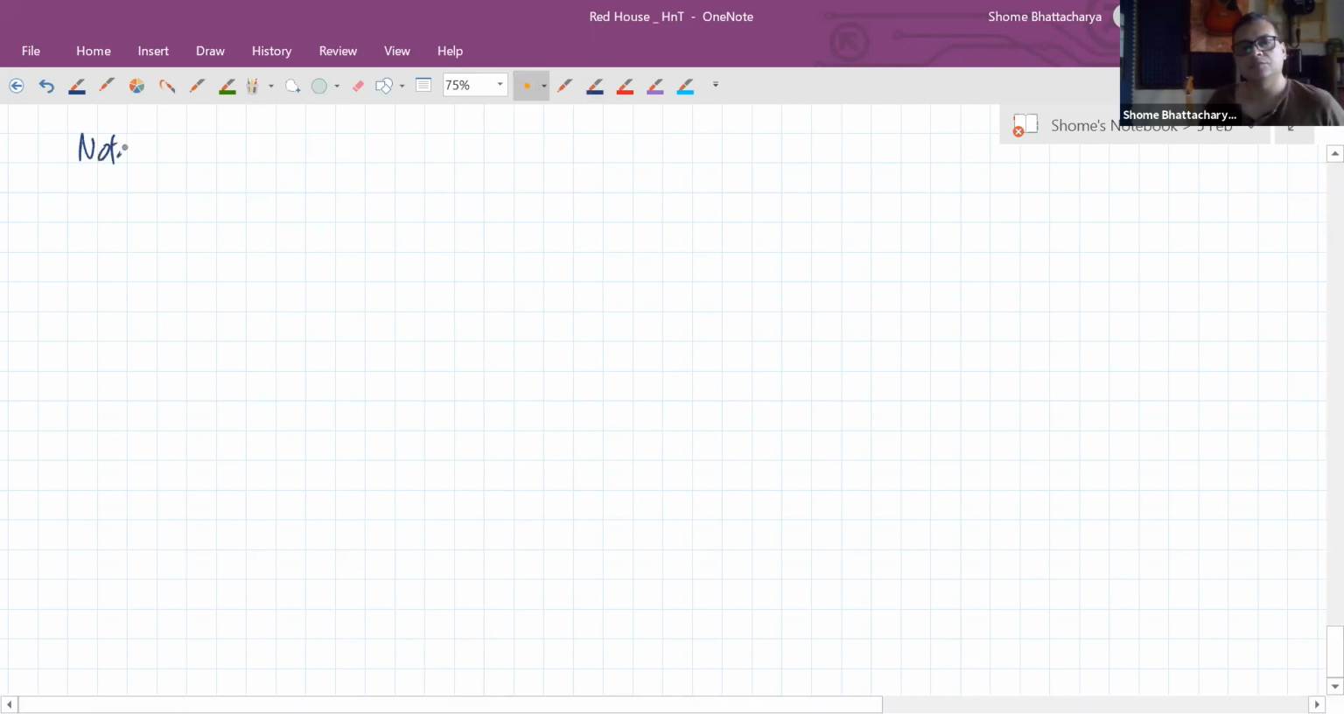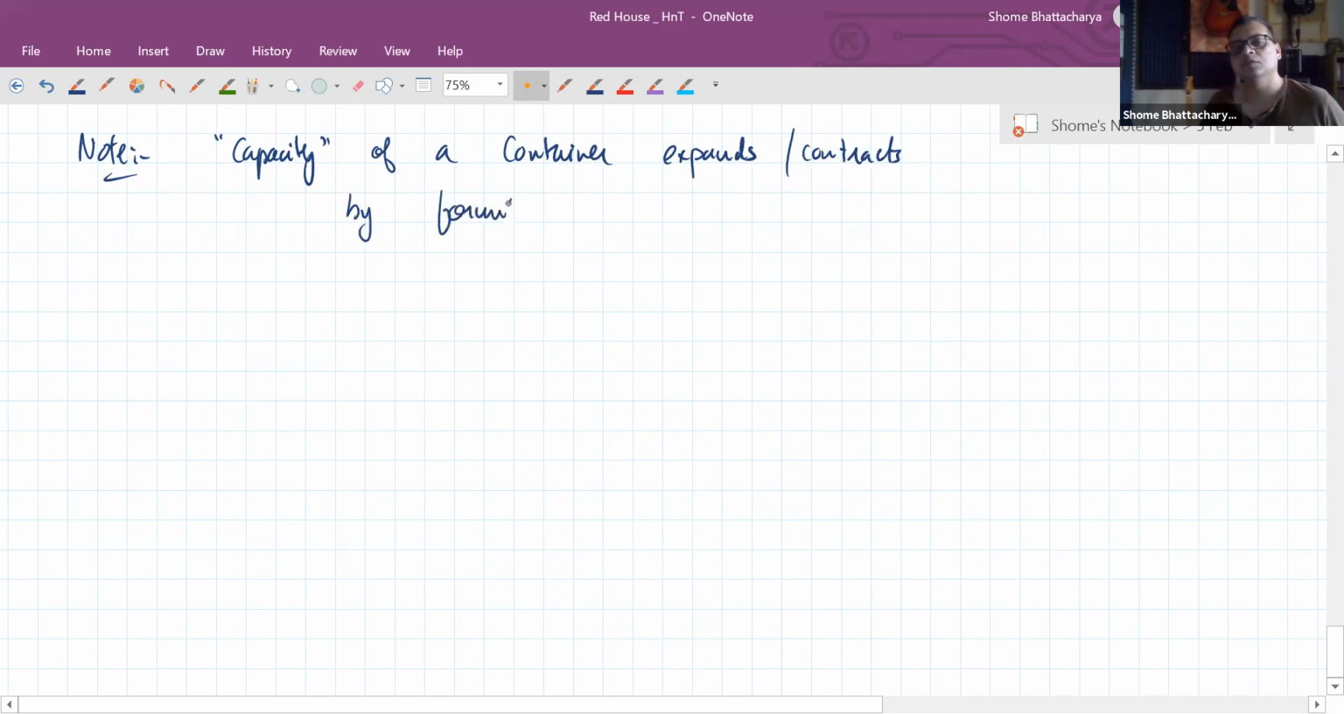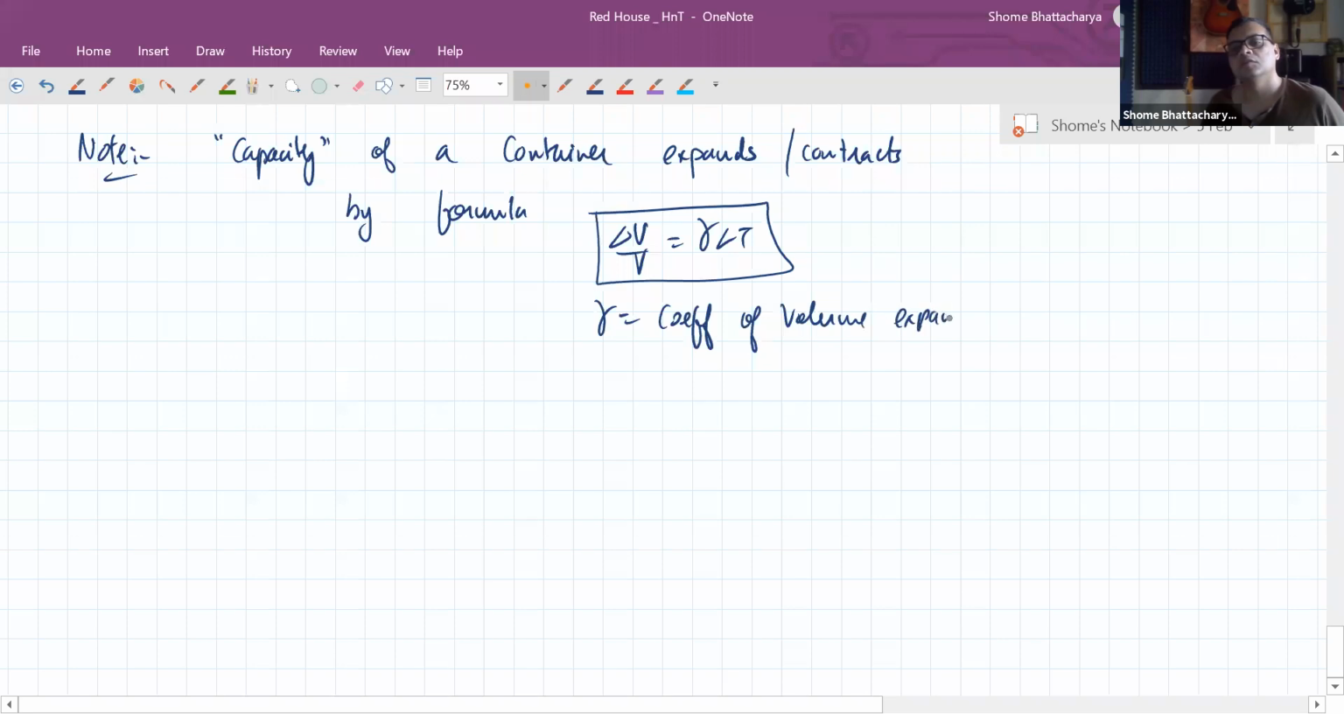So the capacity of a container expands or contracts by the formula delta V by V is equal to gamma delta T, where gamma is the coefficient of volume expansion of the material of the walls of the container. Simple.